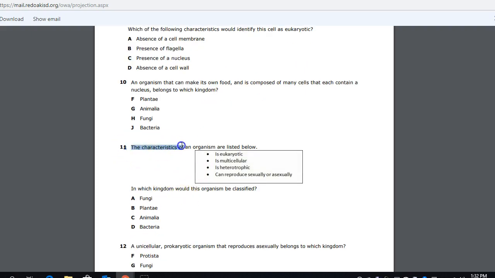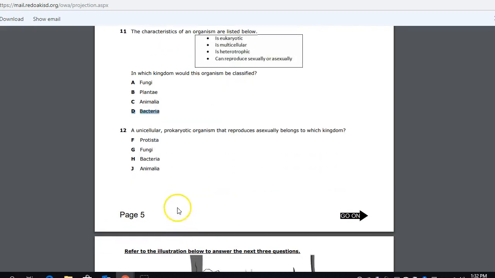11. The characteristics of an organism are listed below. This organism is eukaryotic, it is multicellular, it is heterotrophic, and it can reproduce sexually or asexually. In which kingdom would this organism be classified? Is it A, fungi, B, plantae, C, animalia, D, bacteria?